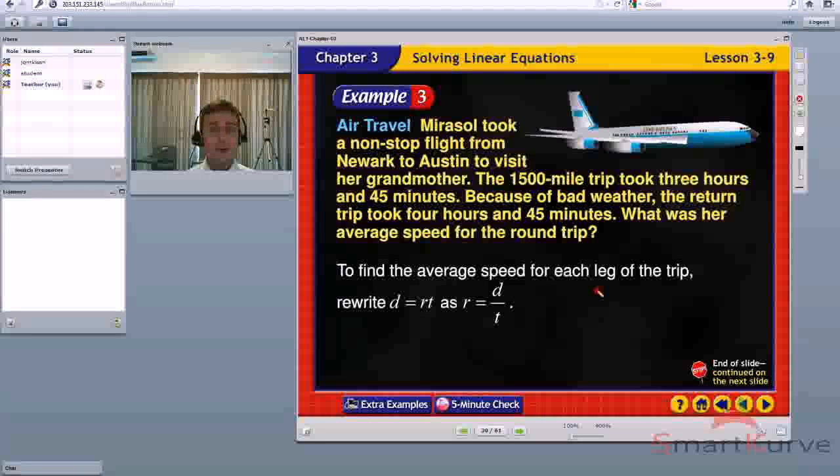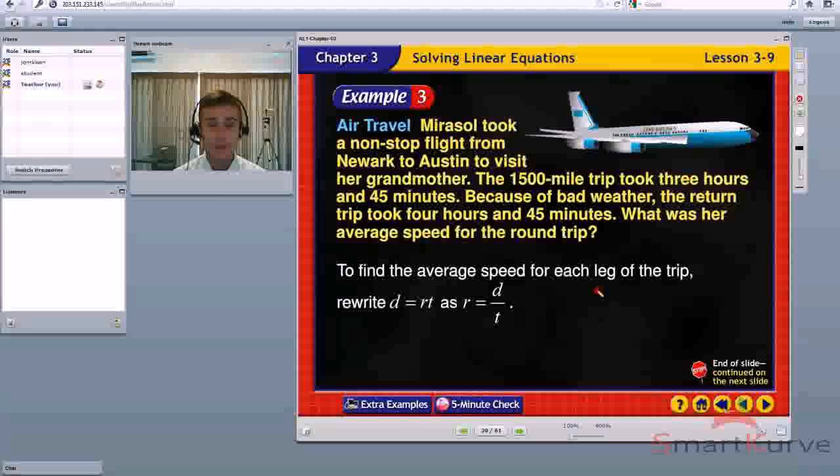Marasol took a non-stop flight from Newark to Austin to visit her grandmother. The 1,500-mile trip took 3 hours and 45 minutes. Because of bad weather, the return trip took 4 hours and 45 minutes. What was her average speed for the round trip?